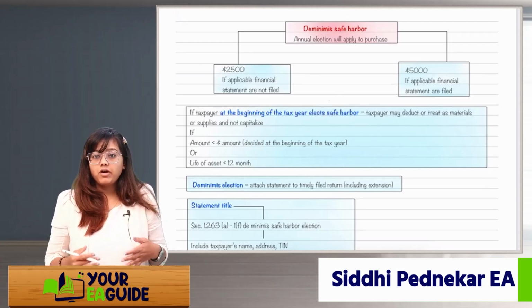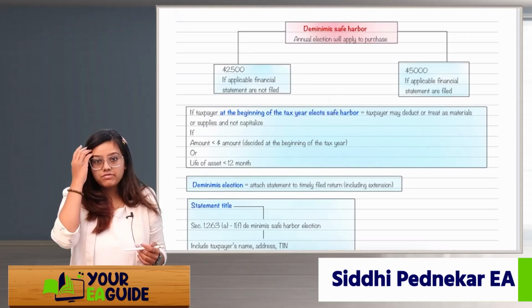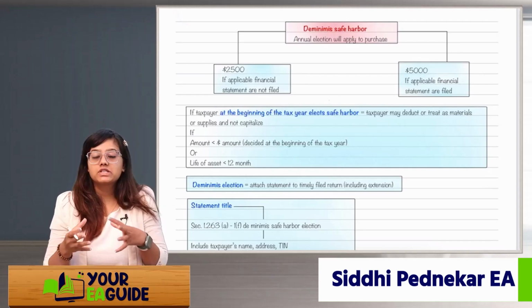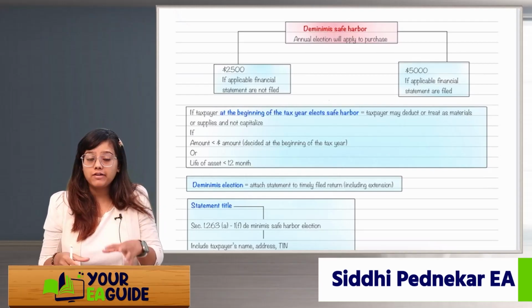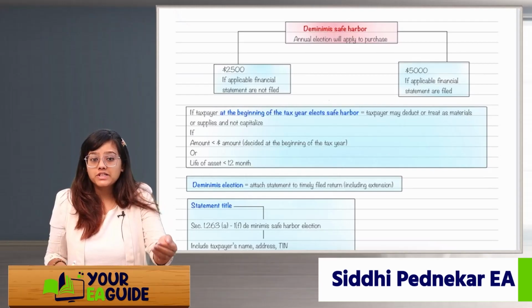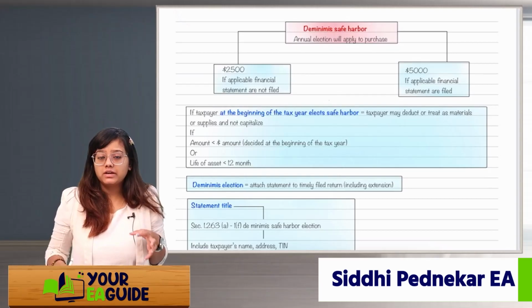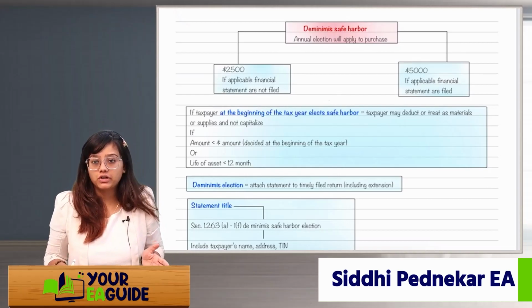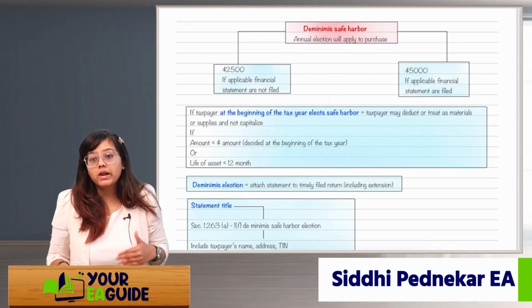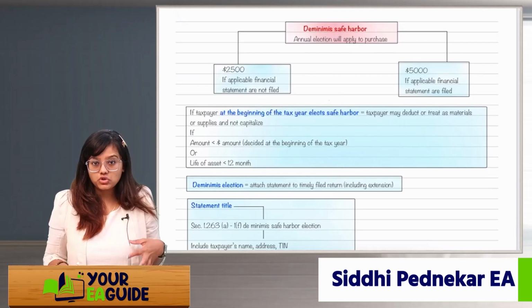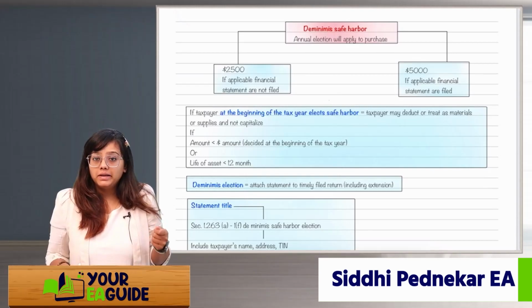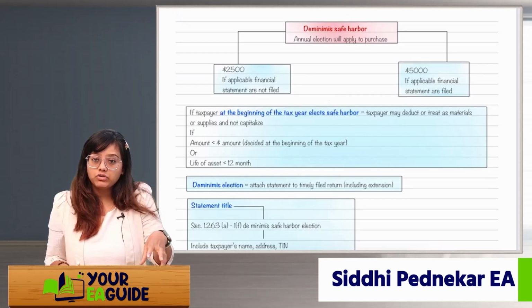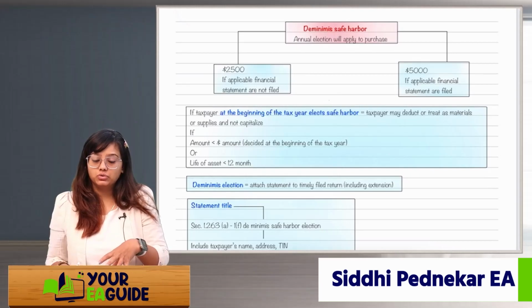De minimis safe harbor rule. What do you mean by de minimis safe harbor rule? It's a rule given by the IRS. It means if you are purchasing an asset up to a certain limit, then it will be totally expensed off in your profit and loss statement. If it's over and above this limit, it will be capitalized and included in your balance sheet as an asset, and you can take a depreciation benefit on it.